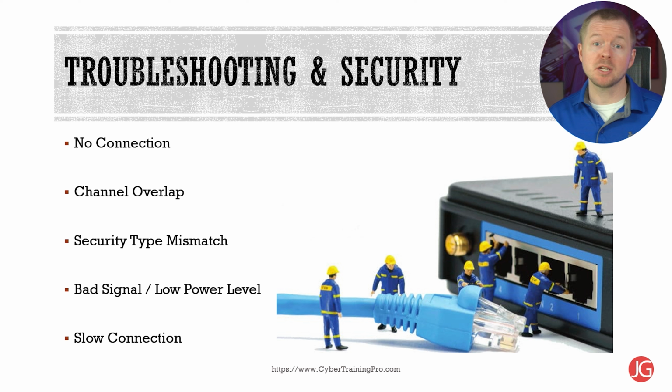Security type mismatch could mean that either you have the wrong encryption protocol selected or you have an incorrect passphrase, which is more likely. Bad signal and low power levels can happen if you're either too far away from a wireless access point or if there's too many objects that are in the way. The amount of bars that you can see for a connection indicate a metric called Received Signal Strength Indication, or RSSI, but basically that can help indicate this type of issue.